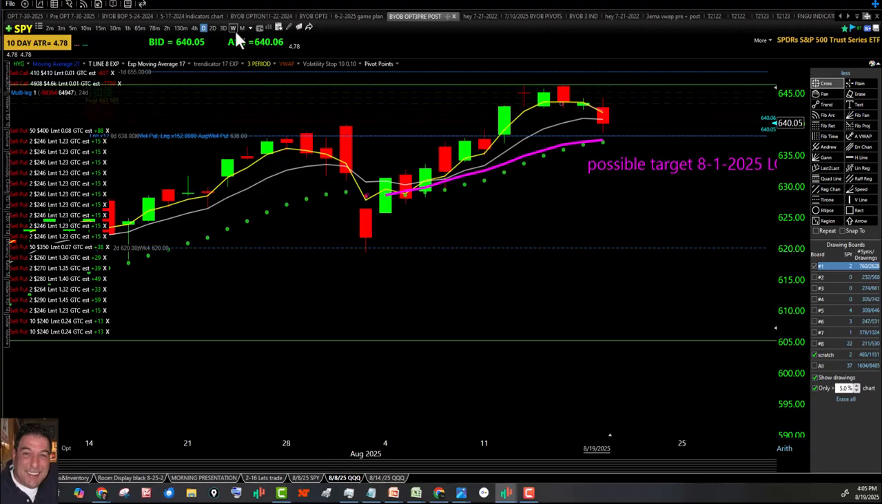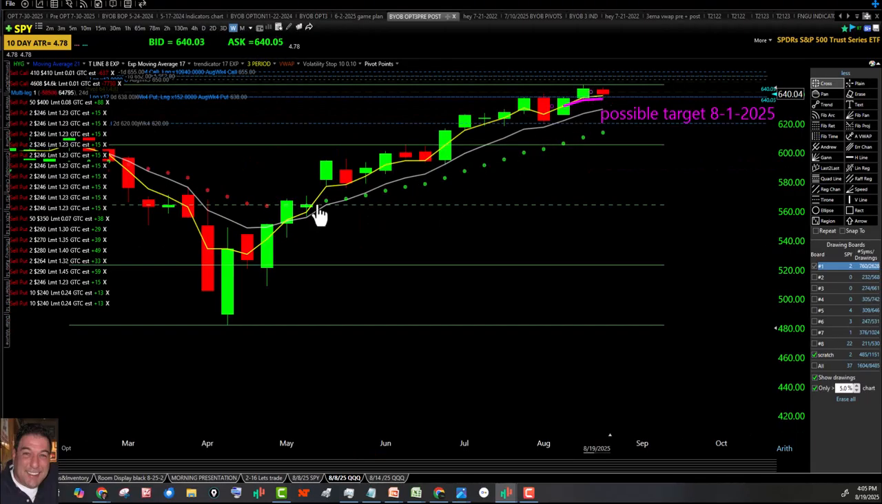All right, on the weekly chart, still in an uptrend. You can see the green dots right here.